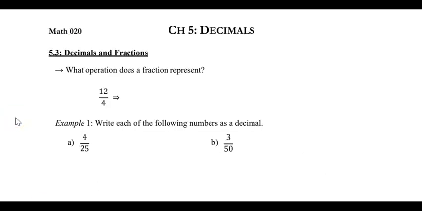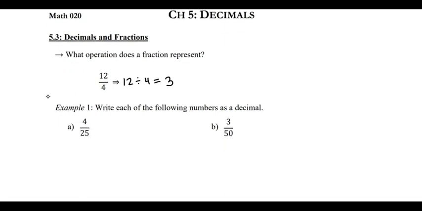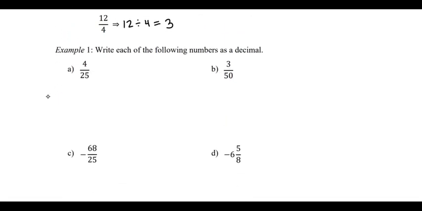So we're going to start with a recap of what operation a fraction represents. When you look at the fraction, and here we have an example, 12 over 4, you can treat the fraction as a division. So you know that 4 goes into 12 3 times. So if you actually represent that as division, 12 divided by 4, you will have your answer as a 3. Okay. So converting fractions into decimals is easy. All you have to do is use the division, divide numerator by denominator, and then you will have your decimal number. So we're going to do a couple of examples.